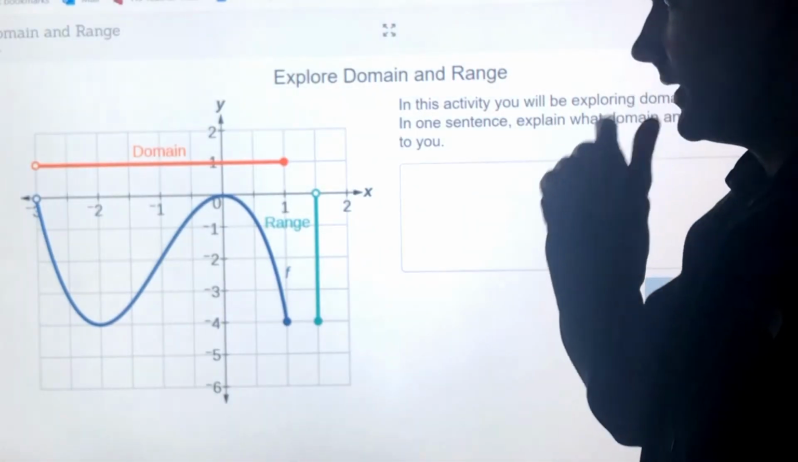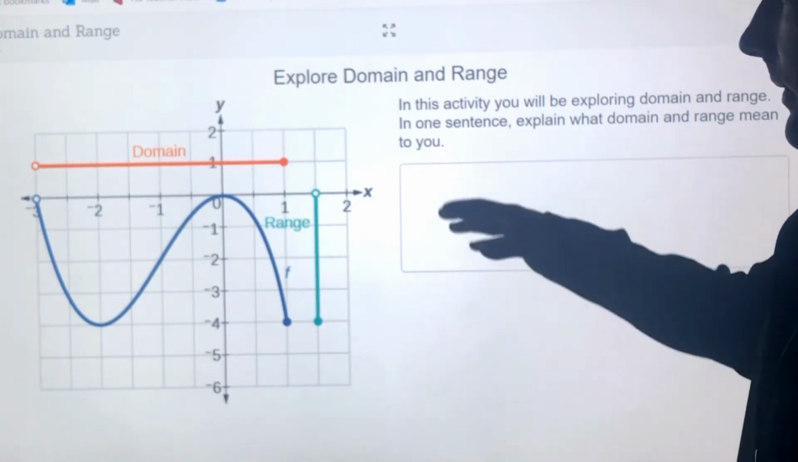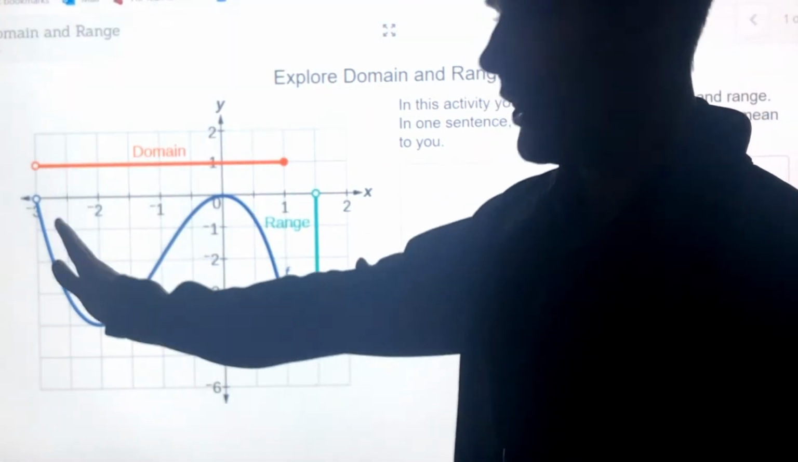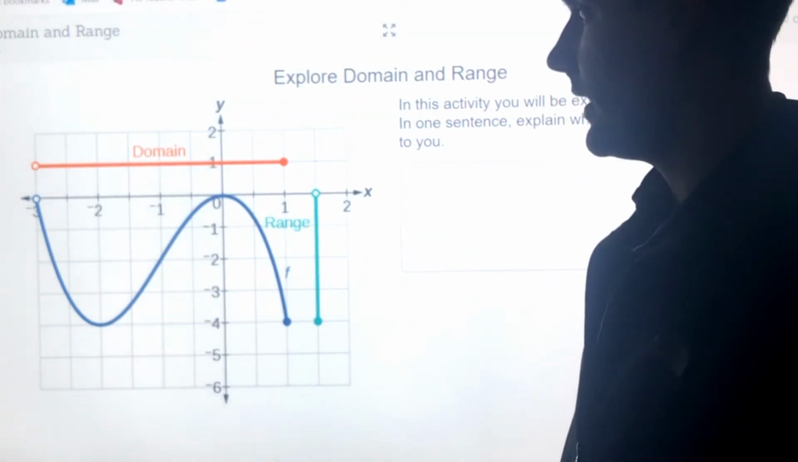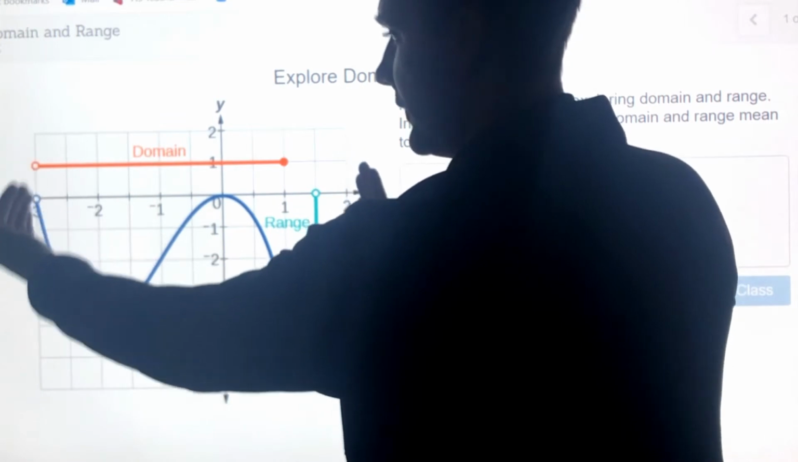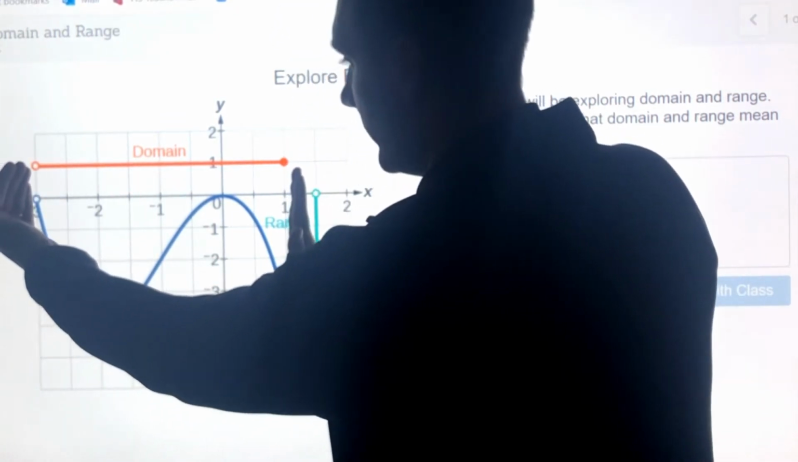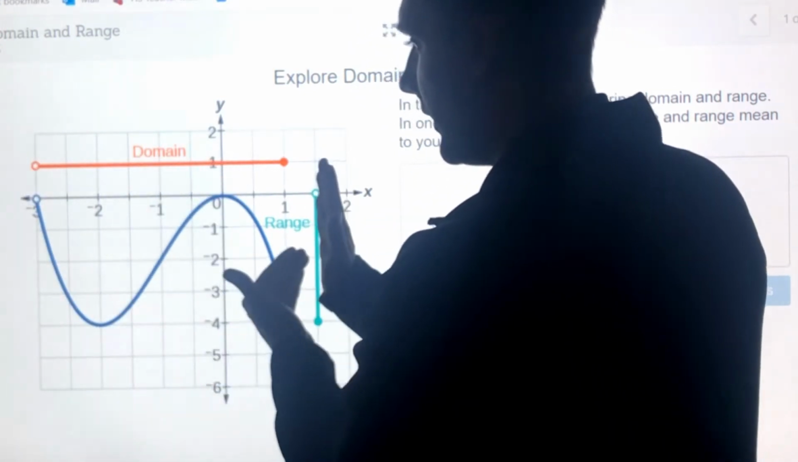Now to help me explain domain and range, I'm going to use an activity I used in one of my high school classes. Domain refers to all the x values that happen in my graph. I want to box in going from left to right on my graph. As you see here, my graph stops at negative 3 and also stops here at 1. Between these values, I have my graph.